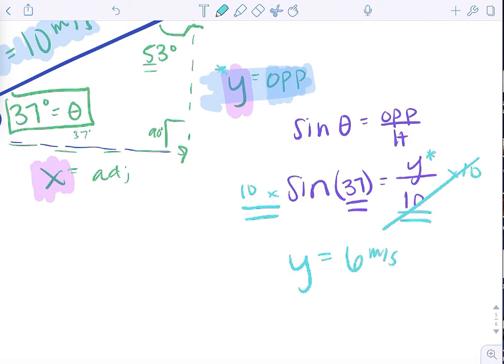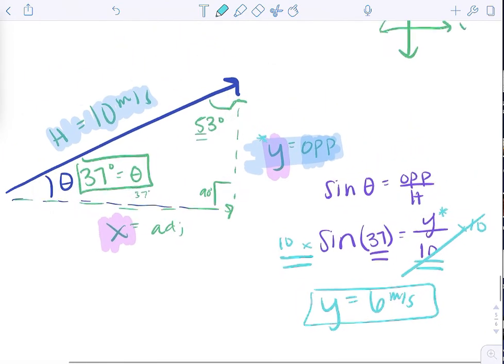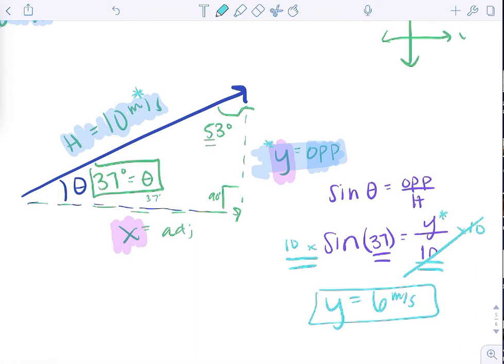And I'm going to label that meters per second, because this side of the triangle is meters per second. So this must be a velocity triangle, which means all of the other sides are velocities. I could have a force triangle. I could have a distance triangle. I could have triangles made out of different things, so that's just something to keep in mind.